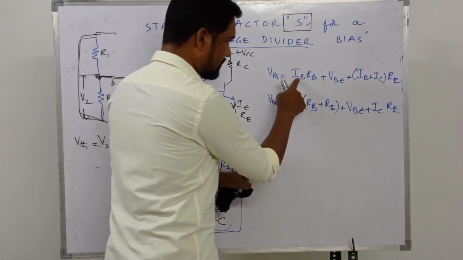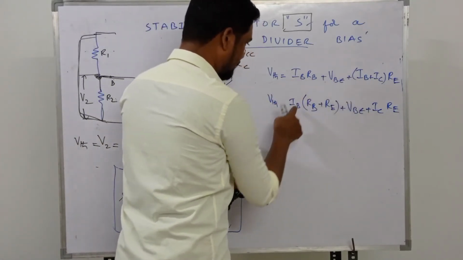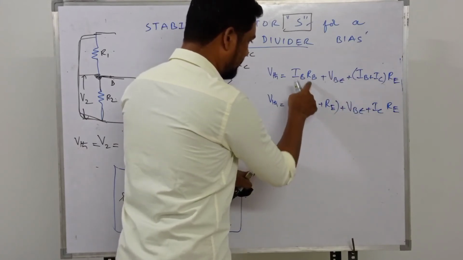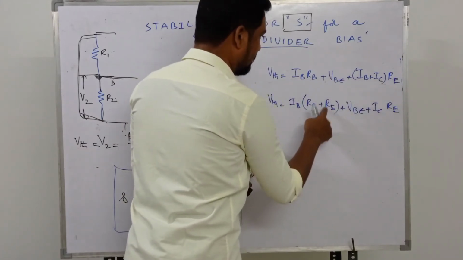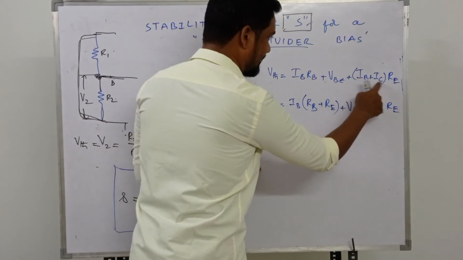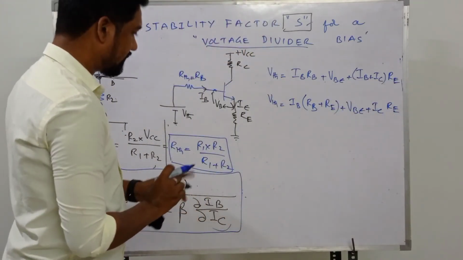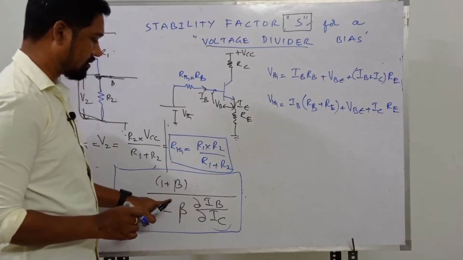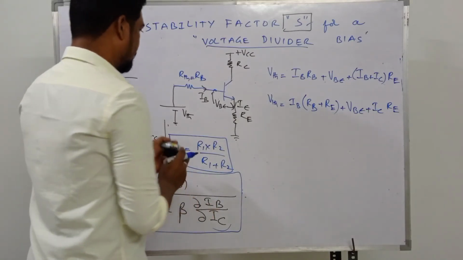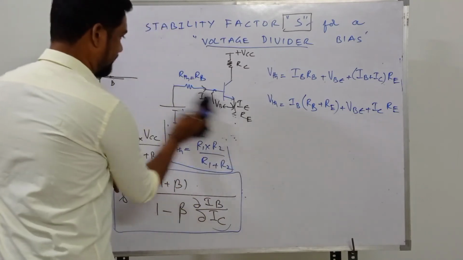IB is coming from this and this, so IB has come out from this and this, so RB from here and RE from here plus VBE plus IC RE from here, right? Now we are almost there. So here with this expression we don't need this anymore.